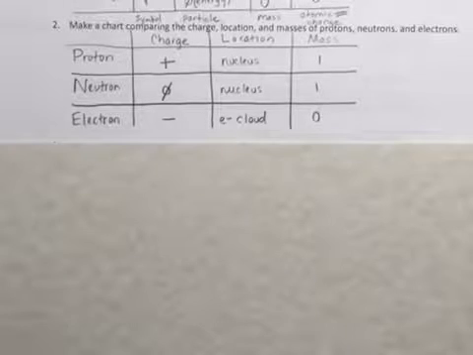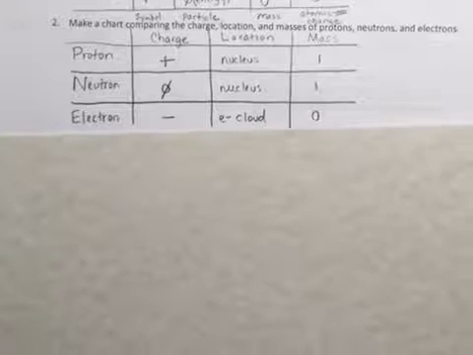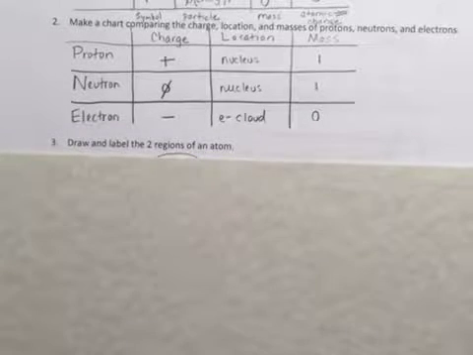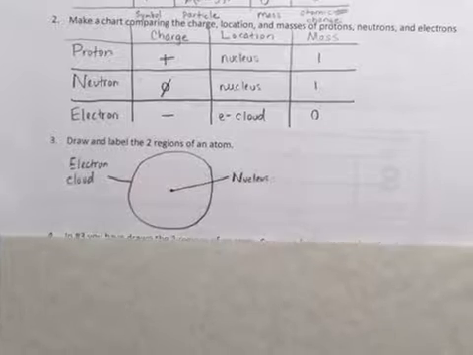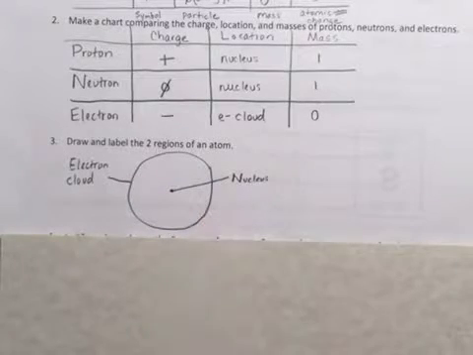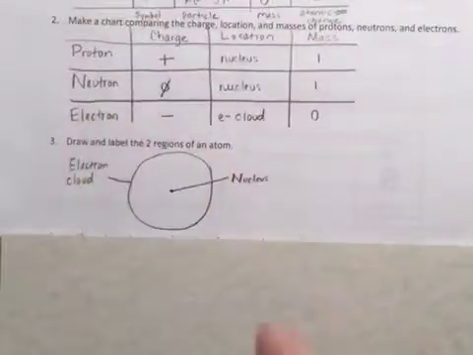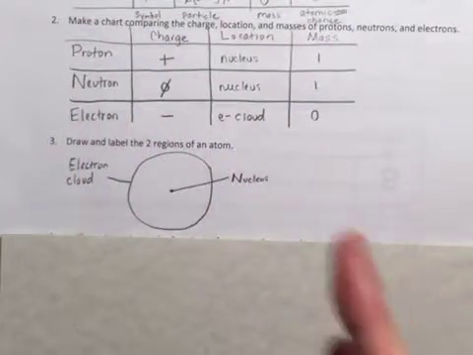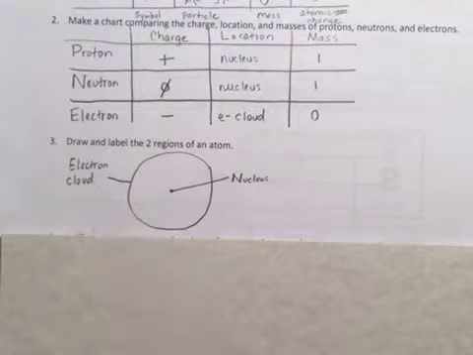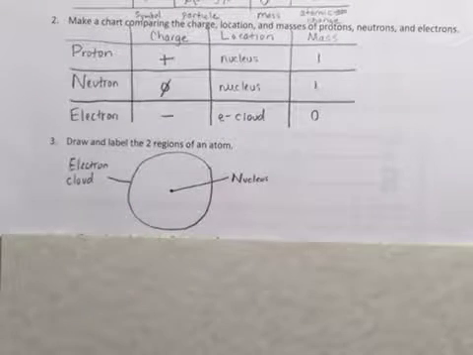For number 2, we've made this chart a few times, so I figured you guys could handle it, but here's the key just in case. For number 3, drawing the 2 regions of an atom, your 2 regions are going to be your electron cloud and your nucleus. I tried to represent the relative size of them with my drawing. You didn't have to, just as long as you know the 2 regions and that overall this entire thing is in fact an atom. Nucleus is the center of an atom and the electron cloud is around the outside.